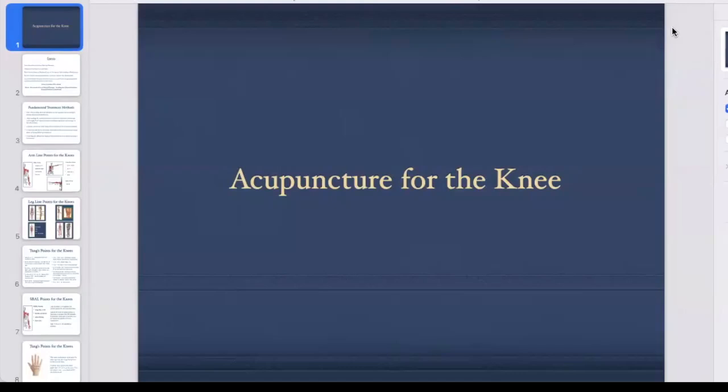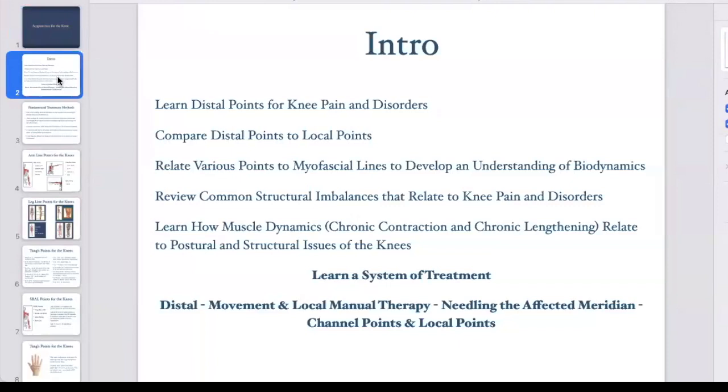So, welcome to the presentation, Acupuncture for the Knee. So let's begin by looking at an intro and going over some key points that I want to present.